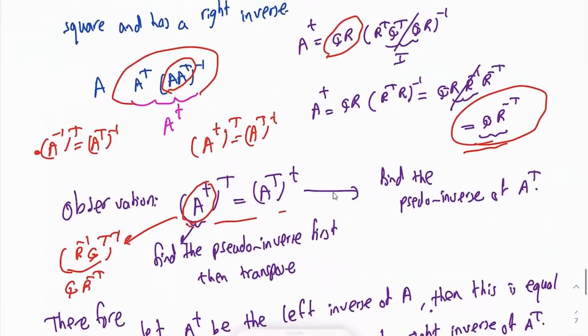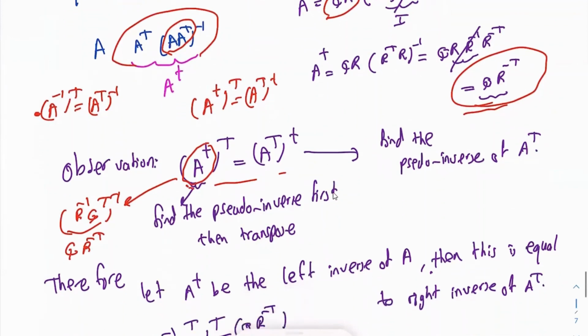So this observation says that you can first find the pseudo inverse and then transpose it. This is equal to first transposing a matrix and then finding the pseudo inverse of the matrix transpose, right? That's what we did for the right inverse. We find the QR for A transpose, right? So these two are the same. Very good. It's a very interesting property.